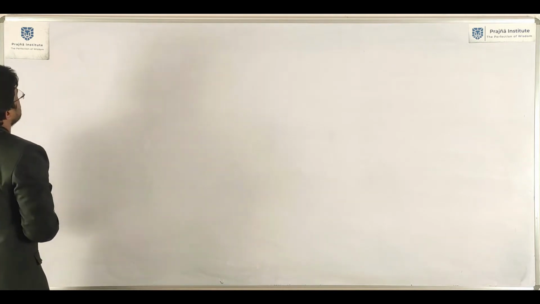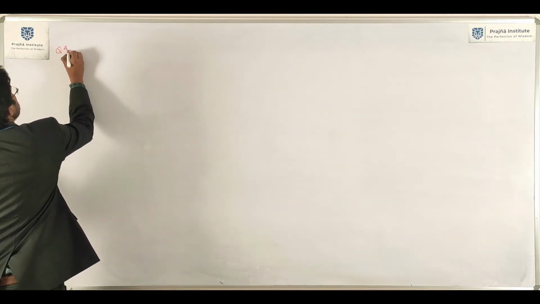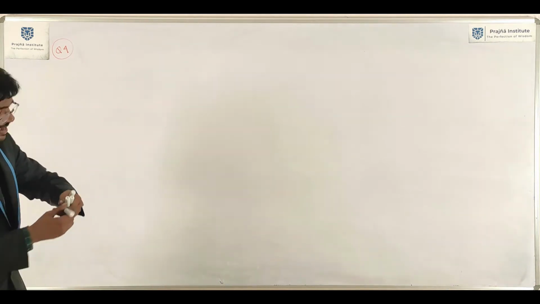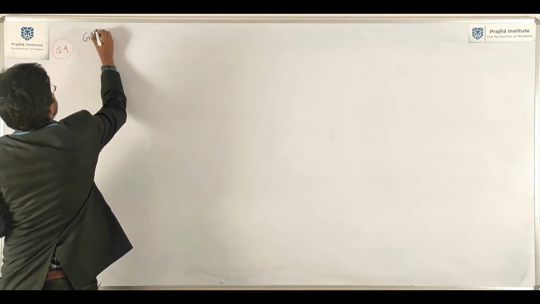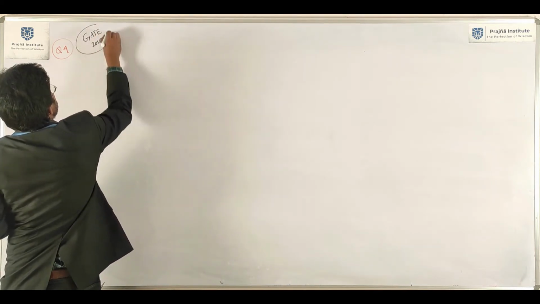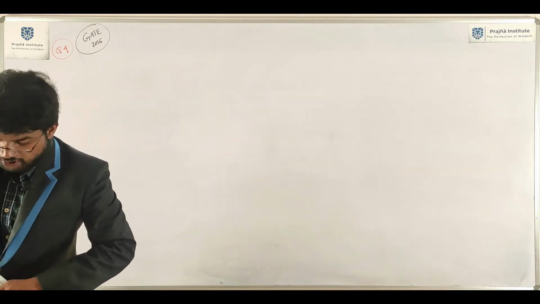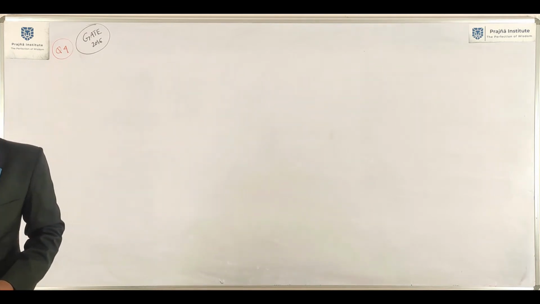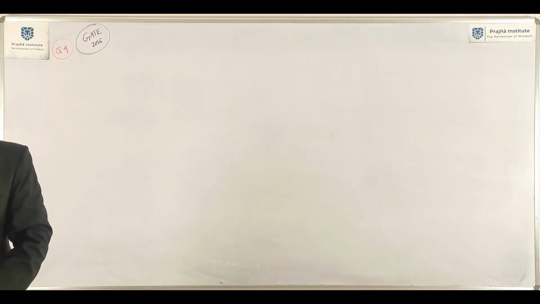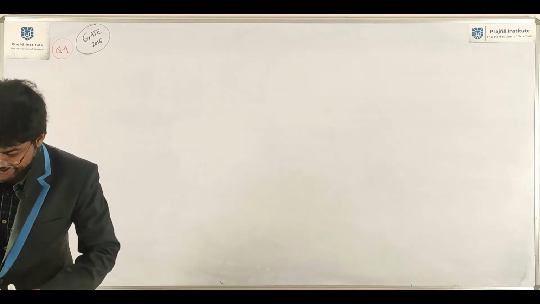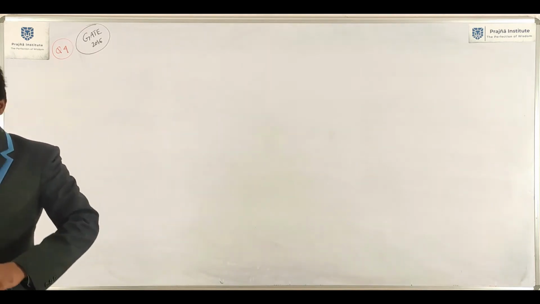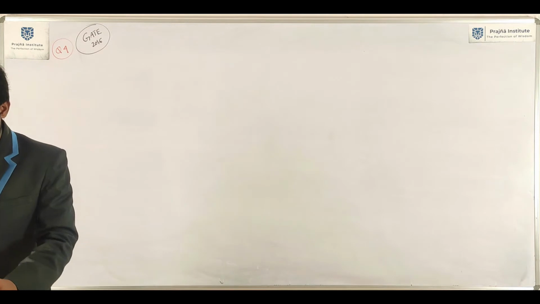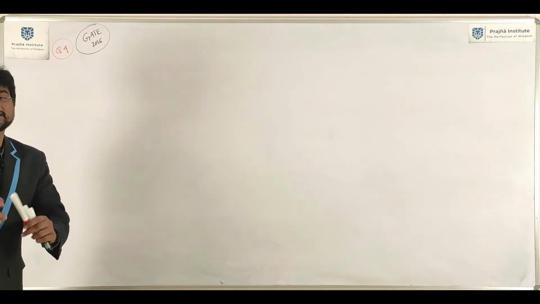Question number 4. It is given in GATE 2016. A block of mass m rests on an inclined plane and is attached by a string to the wall as shown in the figure. The coefficient of static friction between the plane and block is 0.25. The string can withstand a maximum force of 20 Newton. Find the maximum value of the mass m for which the string will not break and the block will be in static equilibrium.